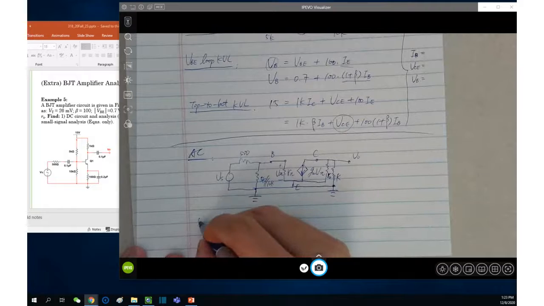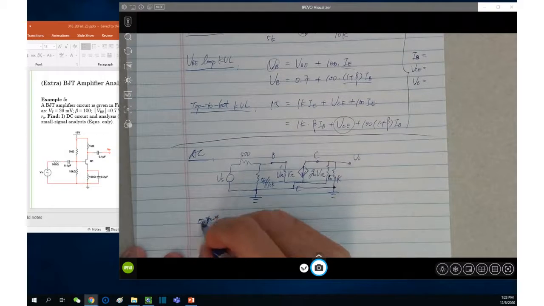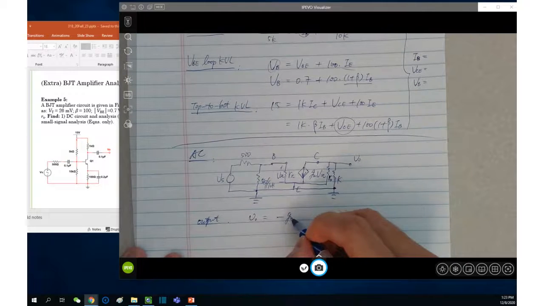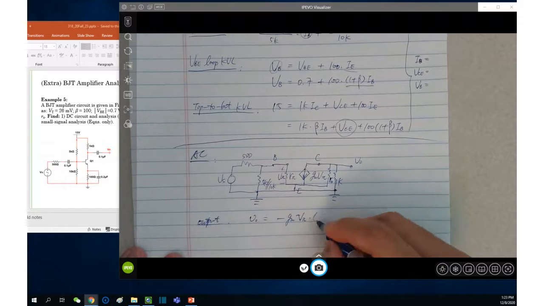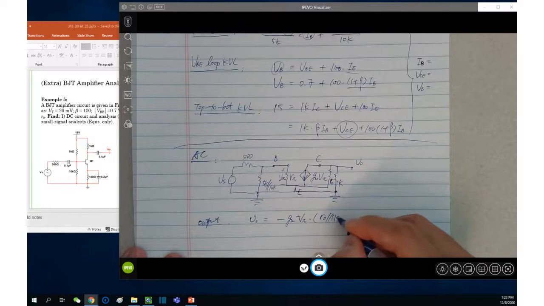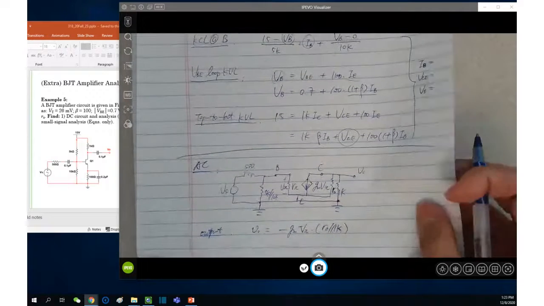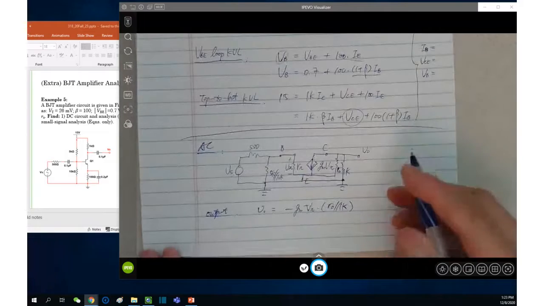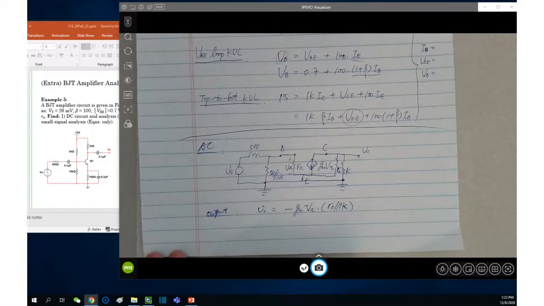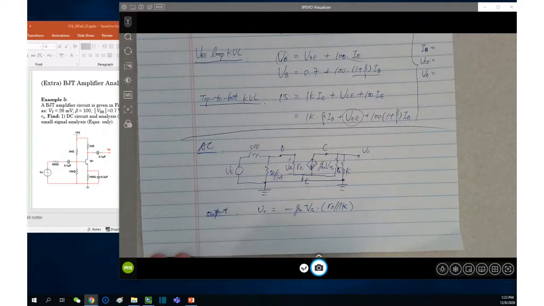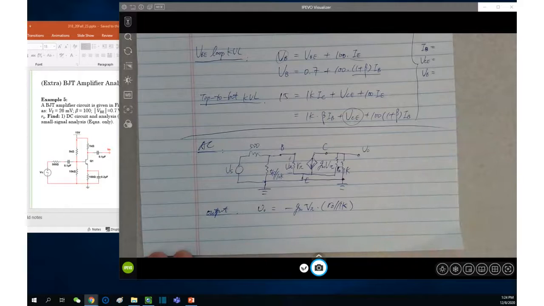So due to this, the output equation: V0 is just equal to negative gm V pi times R0 parallel to 1K. This is one regular equation. What else can we have? Input, and here, trying to establish a relation between the V pi and Vs. What is it? A voltage divider. We can do a voltage divider.